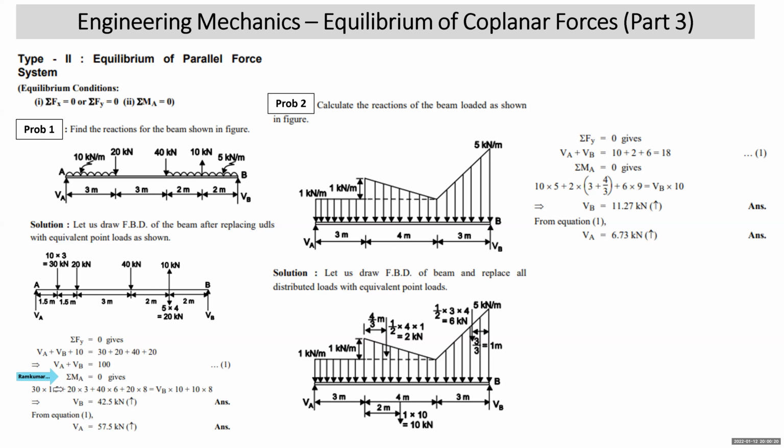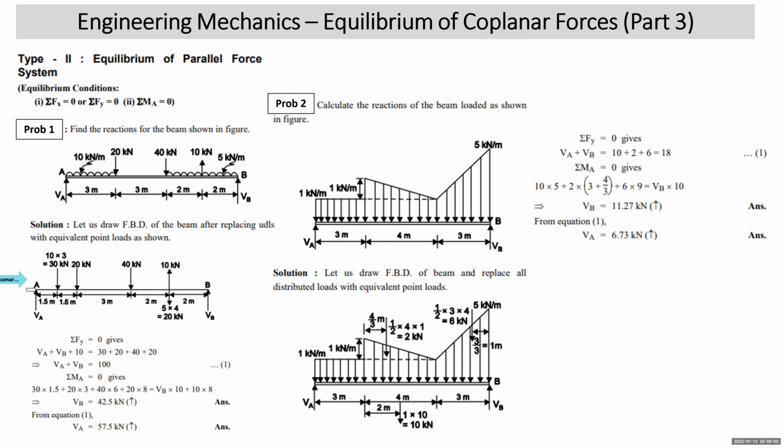Sigma MA means the algebraic sum of the moment of all forces about A is 0. When I'm taking sigma MA, VA will go off. All downward forces on the right hand side will give you clockwise moment and upward forces will give you anti-clockwise moment. Your unknown is VB, so VB will give you anti-clockwise moment. VB into 10 is anti-clockwise. And 10 into 8 is anti-clockwise, which we have written on the right side. On the left hand side, I have written the clockwise moments.